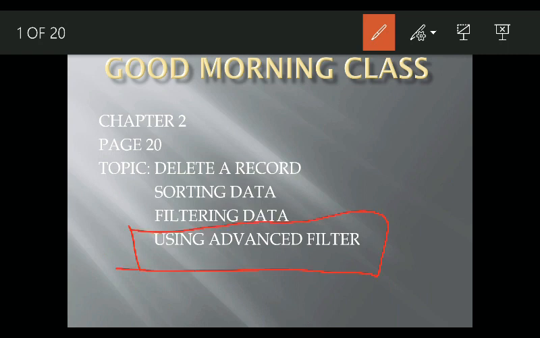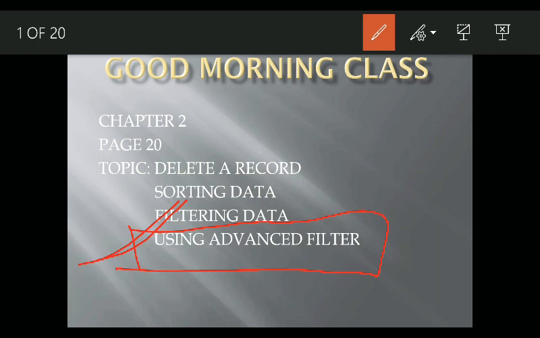What are the steps for using advanced filter in Excel? Click the cursor in the sort data. Click on the data tab and select the advanced filter in the sort and filter group. After that, advanced filter in the sort and filter group.